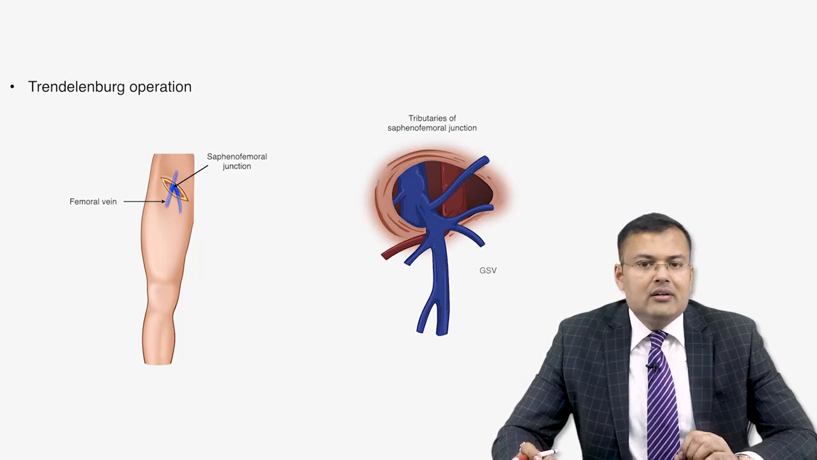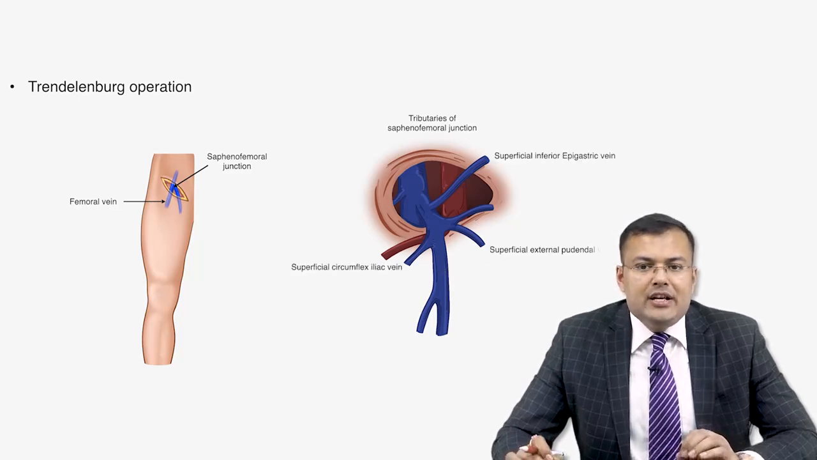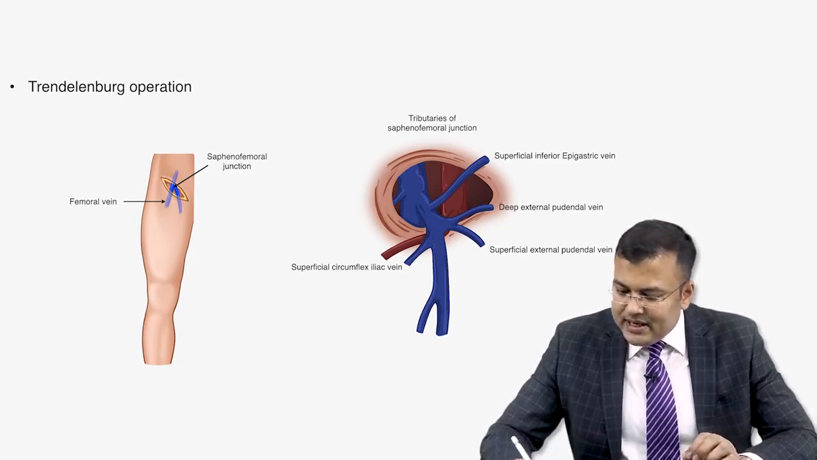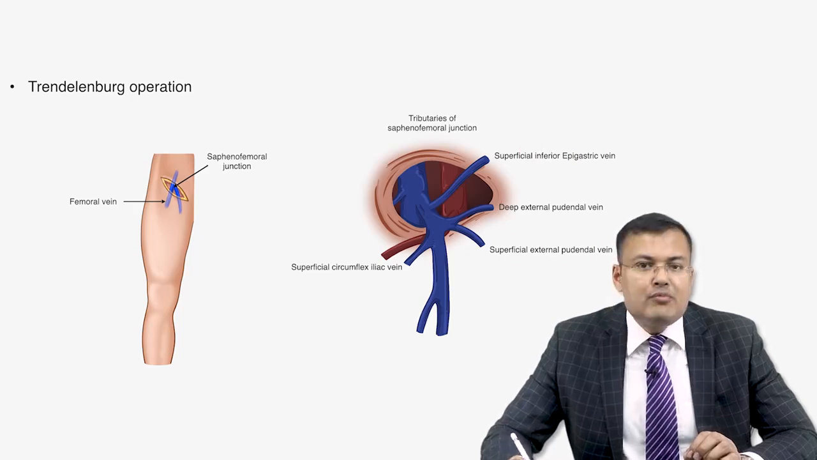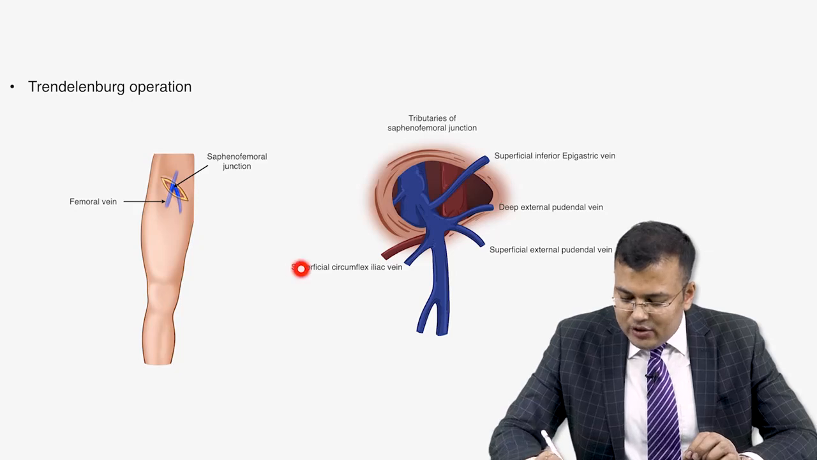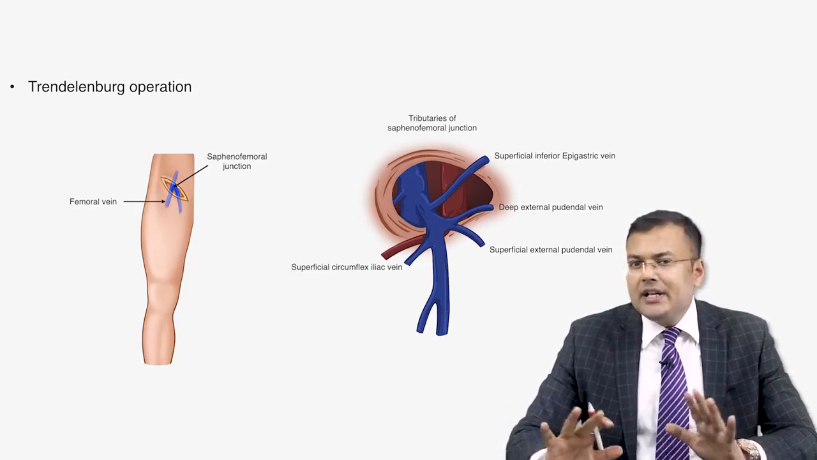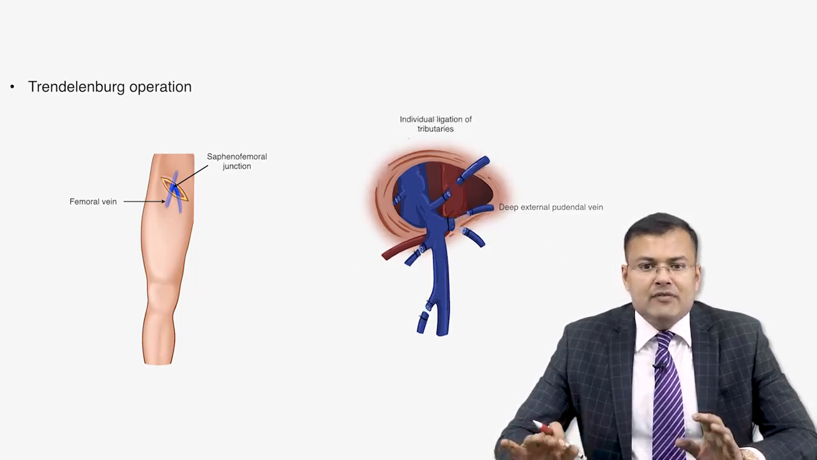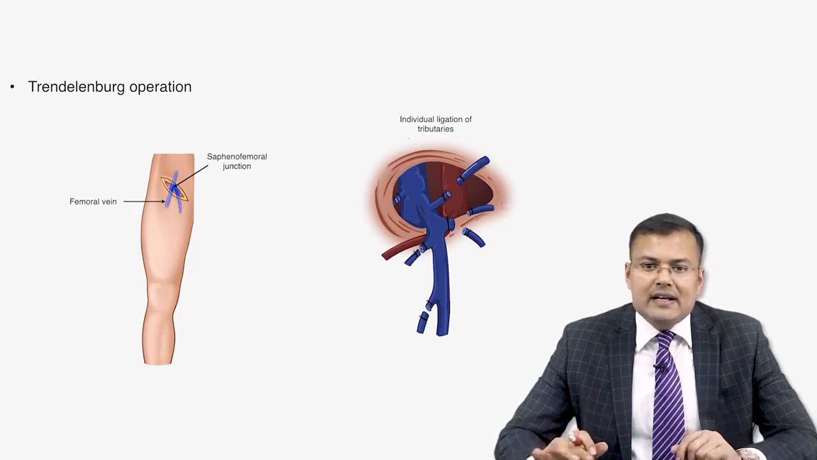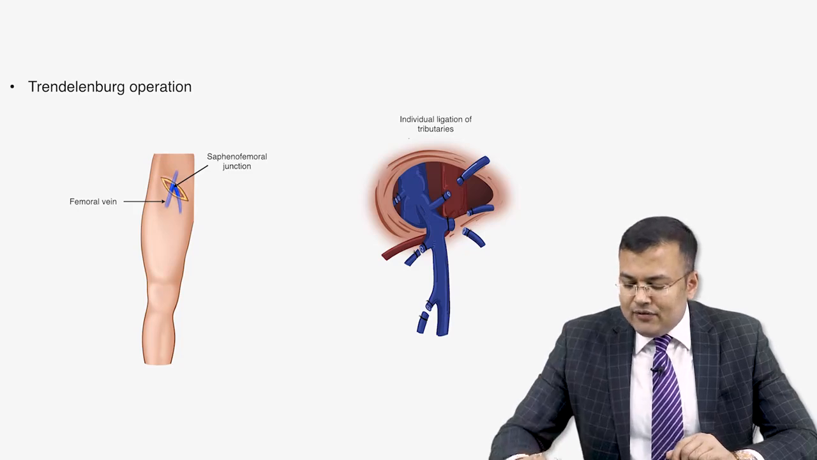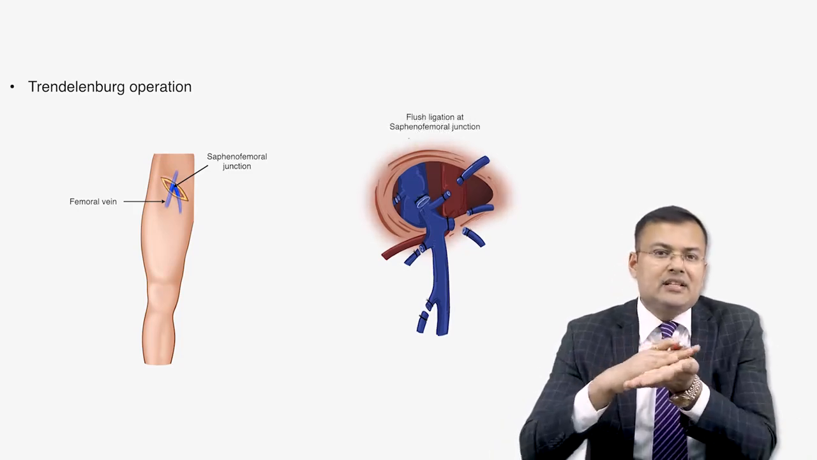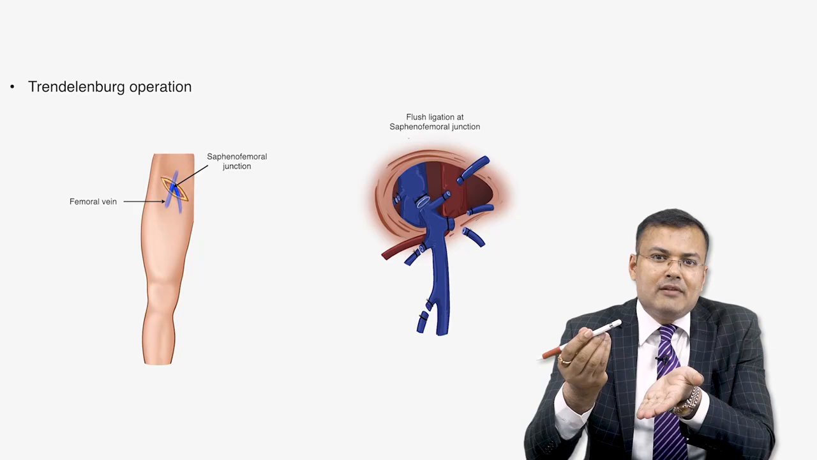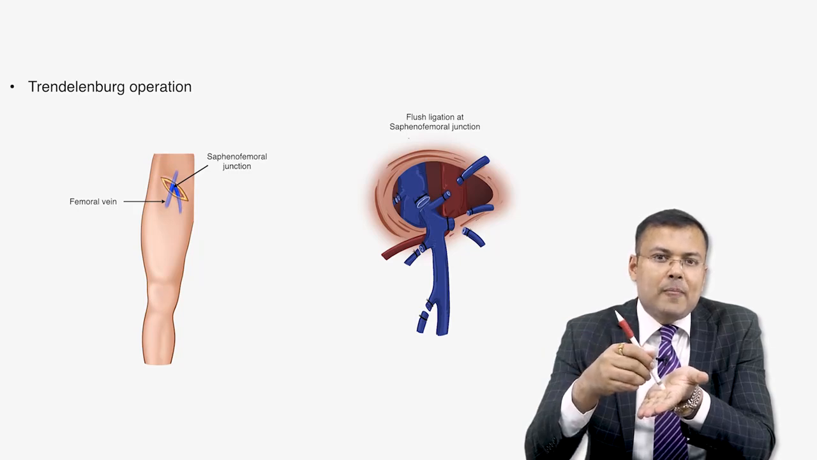Clear? So what you have to do is individual ligation of tributaries. You can see the tributaries: the superficial inferior epigastric vein, superficial external pudendal, deep external pudendal, and superficial circumflex iliac vein. First, individually ligate all these tributaries. You can see individual ligation of all these tributaries done. After that, flush ligation is done at the saphenofemoral junction. Flush means just at the junction, so we ligate the long saphenous vein just at the junction from the femoral vein.